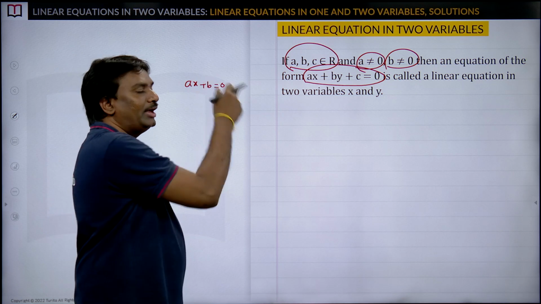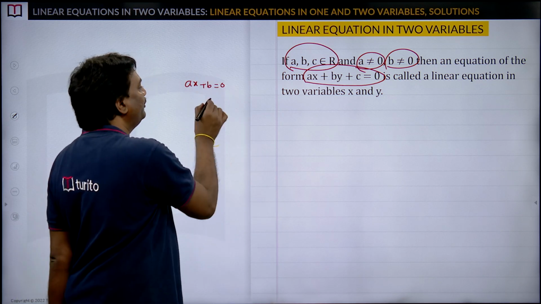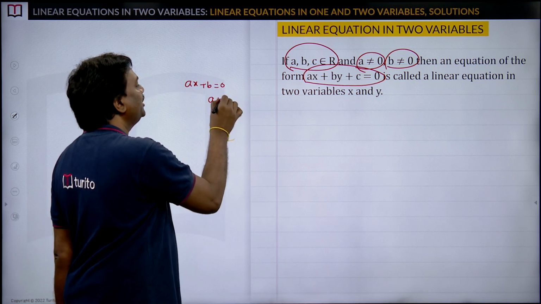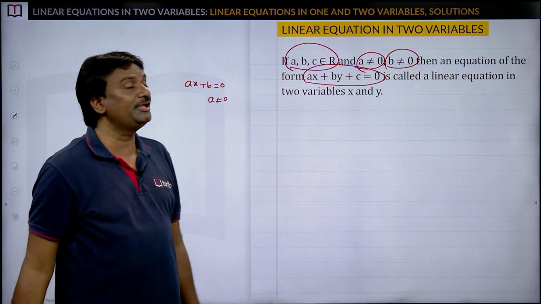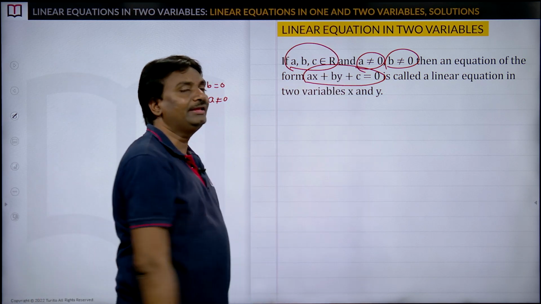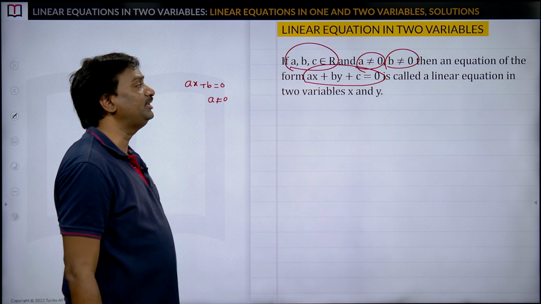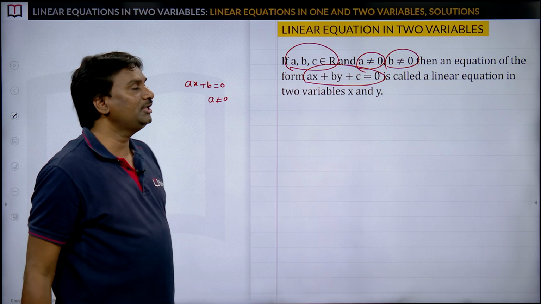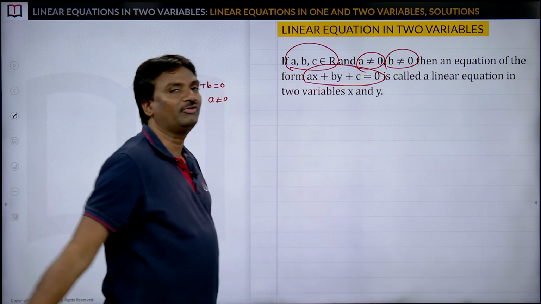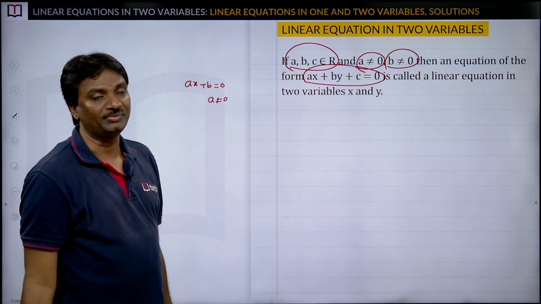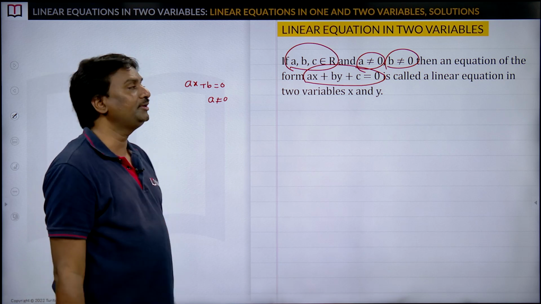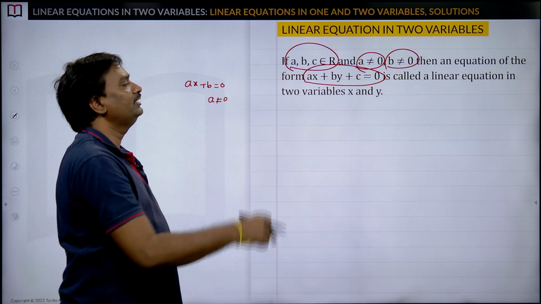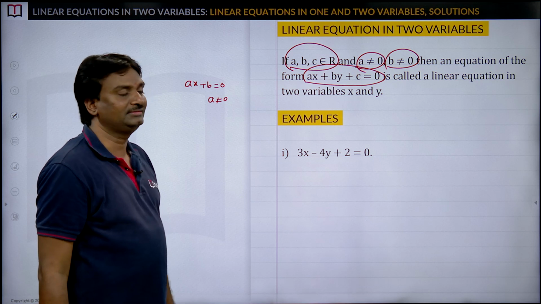So, when we are taking linear equations in one variable, you can take a not equal to 0, and you may take b equal to 0. If you take a linear equation in two variables ax plus by plus c equal to 0, you can take a and b not equal to 0, and if you want you can take c equal to 0. 2x plus 3y equal to 0, that is also a linear equation in two variables. So, this is called a linear equation in two variables x and y.